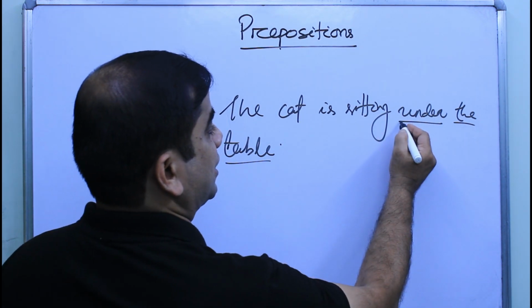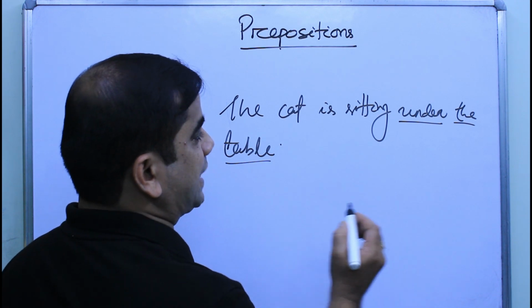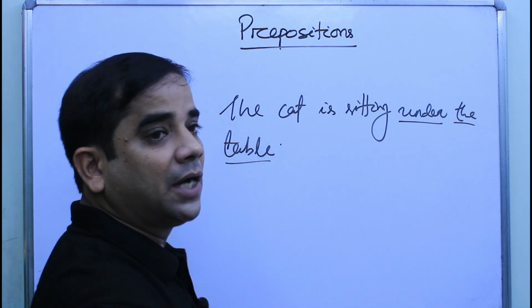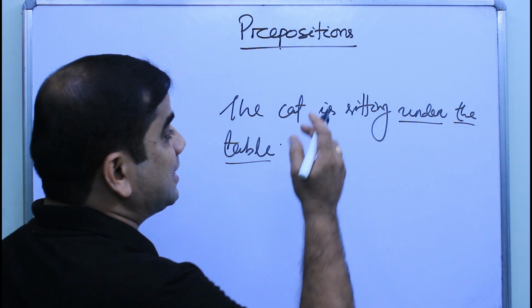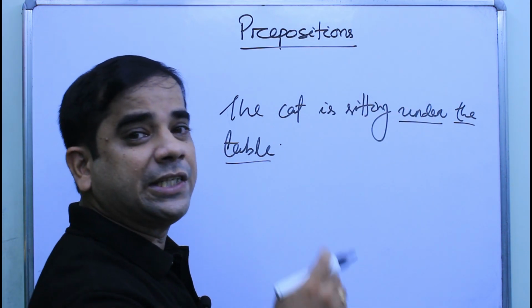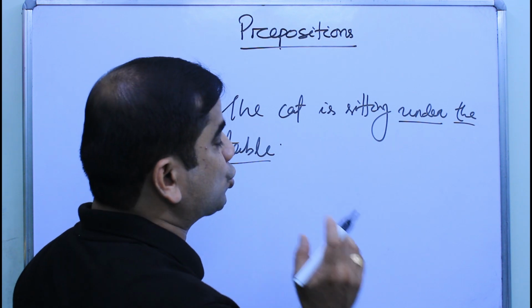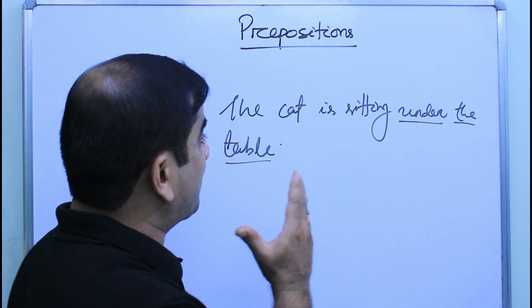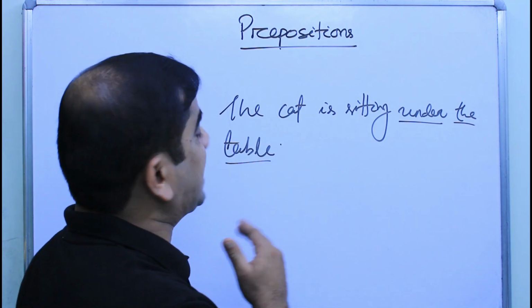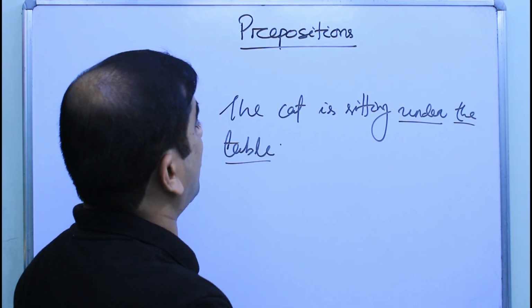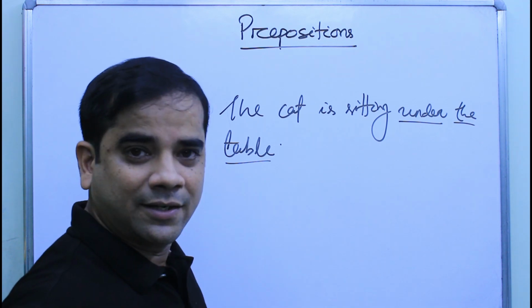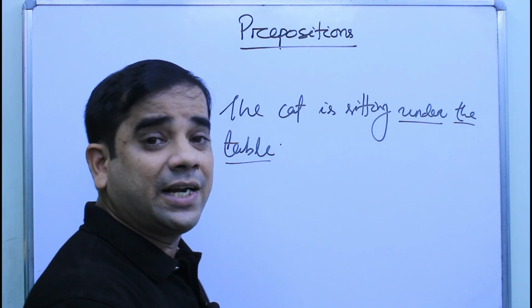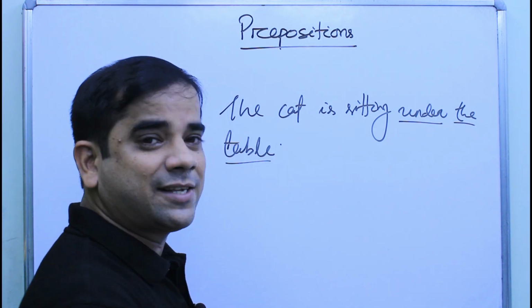After putting this word under, we have created a relationship of the noun table with the other part of the sentence. The word under, which is a preposition of place, is showing the position of the cat. Without the preposition under, we can't have any relationship of the position of the cat with respect to the table. So, preposition under is that much necessary in this case.